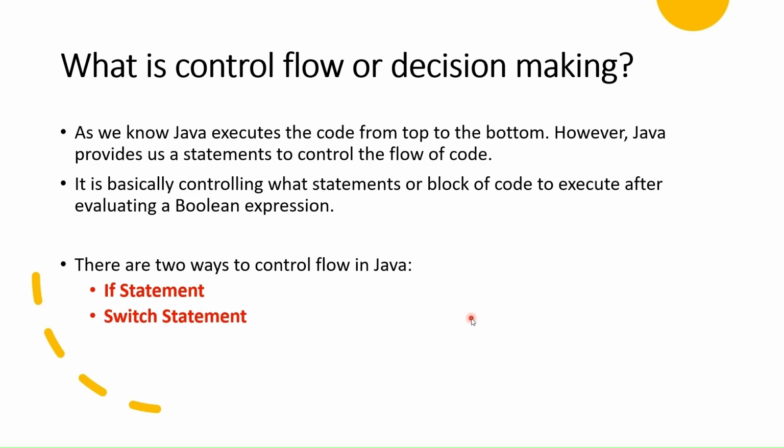What is control flow or decision making? As we know, Java executes the code from top to bottom. However, Java provides us statements to control the flow of code. It is basically controlling what statements or block of code to execute after evaluating a Boolean expression. A Boolean is true or false. There are two ways to control flow in Java: if statements or switch statements.